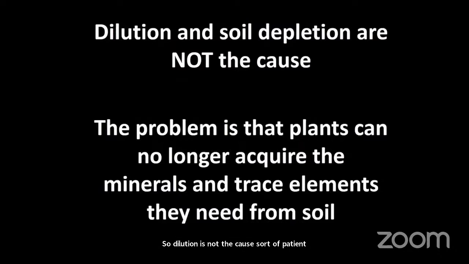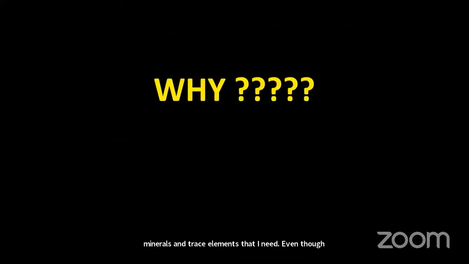The soil test will show you that in total those minerals and trace elements are still in the soil, but they're no longer in the plants. For some reason, plants are no longer able to acquire the minerals and trace elements that they need even though they are there in the soil. So why is that? If we had time today, we could explore that and have a good discussion about what the reasons for that might be.